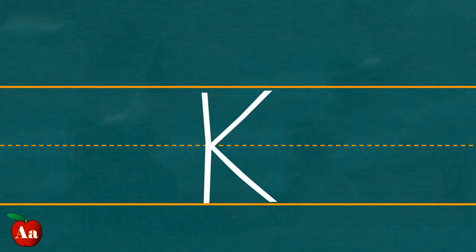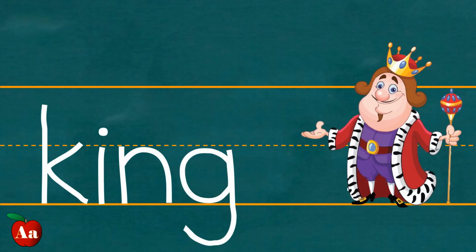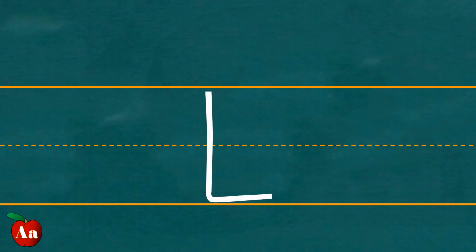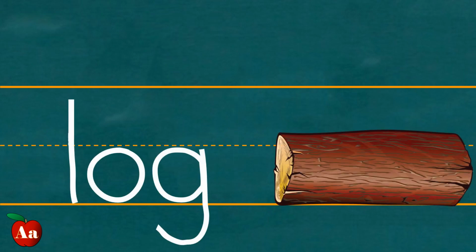The letter K is for the sound K, as in king. The letter L is for the sound L, as in log.